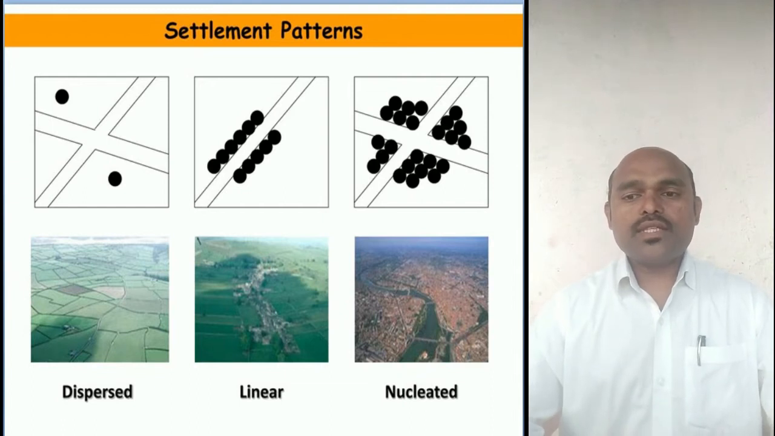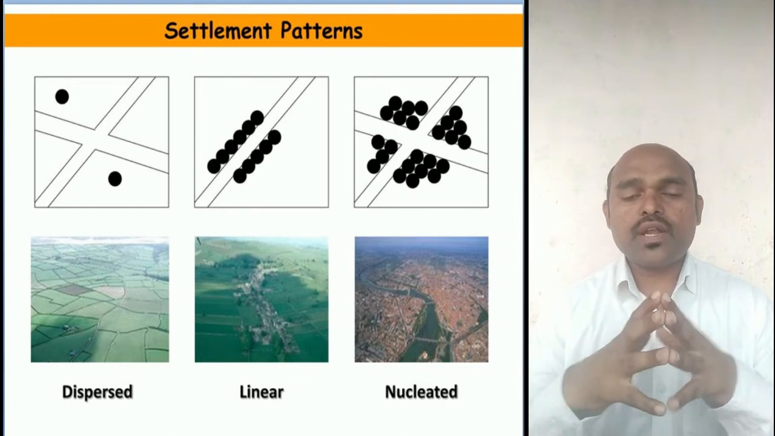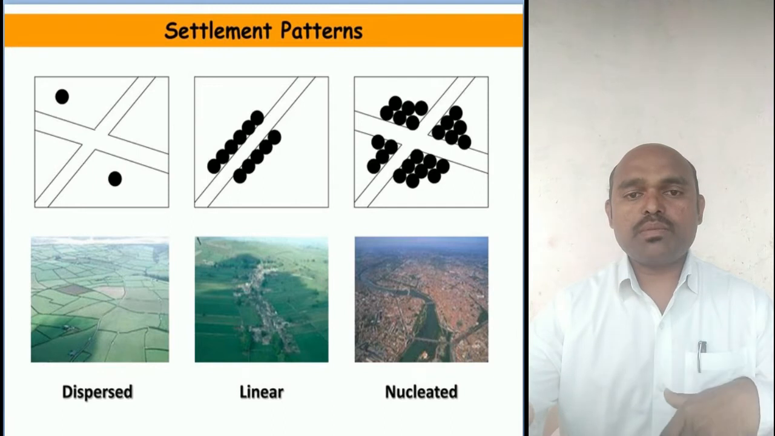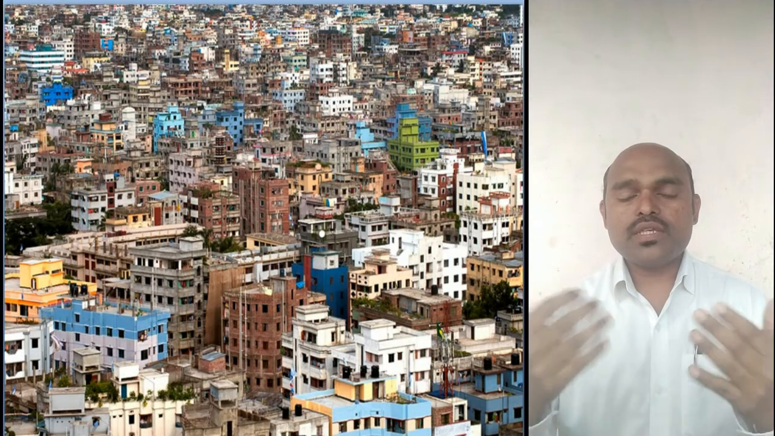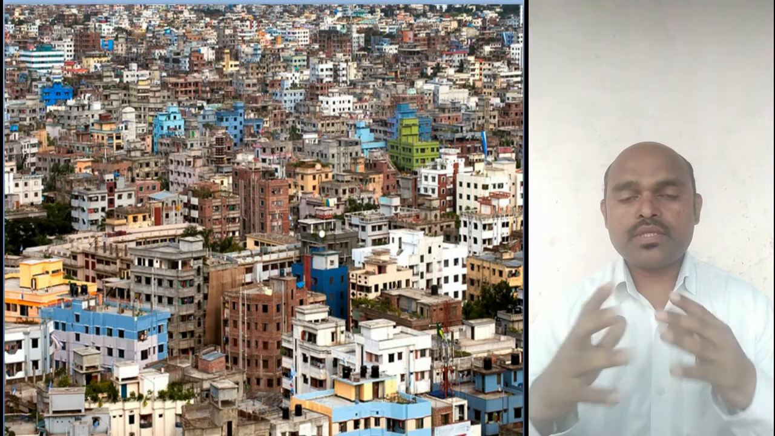So in India we can see a variety of settlement patterns. These varieties of settlement patterns in India are given by the variety of climatic factors, availability of water, slope of land, and level of development. So these are the things we find behind the variety of settlement patterns.